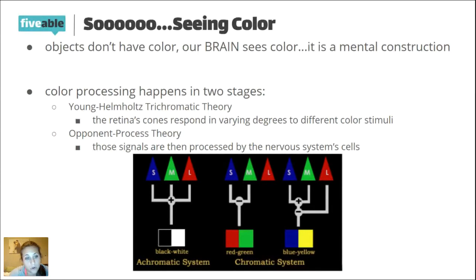Basically, objects reflect light waves, and as those light waves reflect off of an object, my brain interprets those light waves as having color. So it's more of a mental construct. Our brain sees the color, but the object really doesn't have that color. It's reflecting that light wave back to my eye.